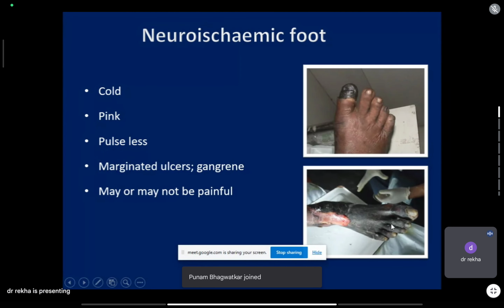You can see when I saw this patient, his foot was completely cold, just like ice. So it is very painful. Patient is completely restless and it is very painful. So it is cold, pink, pulses are less, or maybe sometimes it is not found. And sometimes patient may feel pain or sometimes may not feel pain.